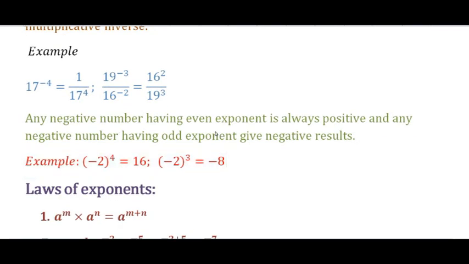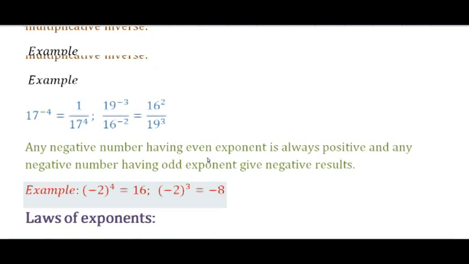Then we'll go to another point. Any negative number having an even exponent is always positive, and any negative number having an odd exponent gives a negative result. Here the base is negative, minus 2, and the exponent is an even number, that is 4. Even numbers are 2, 4, 6, 8, 10, like that, which are divisible by 2. Then the power is an even number. Even if the base is negative, if the exponent is an even number, the result that is calculated becomes positive. And if the base is negative and the exponent is an odd number, the result will always be negative.